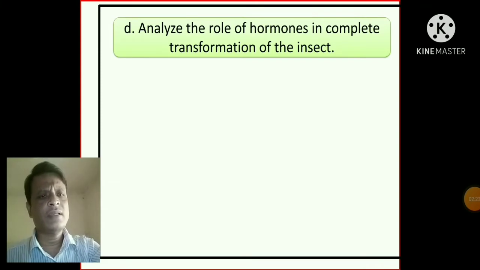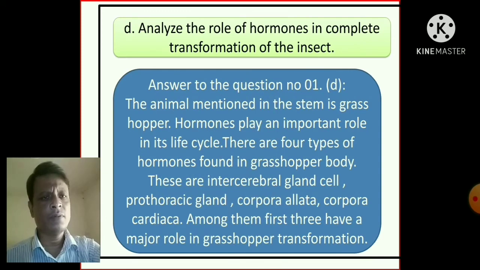Now, D. Analyze the role of hormones in complete transformation of the insect. The answer will be: the animal mentioned in the stem is grasshopper. Hormones play an important role in its life cycle. There are 4 types of hormones found in the grasshopper body. These are intercerebral gland cells, prothoracic gland, corpora allata, and corpora cardiaca. Among them, the first 3 have a major role in grasshopper transformation.